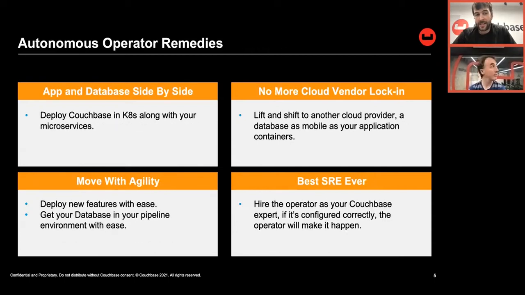So we at Couchbase have the Autonomous Operator, and we believe that this provides some fantastic remedies for some of the issues which we've seen out in the field. So first off, app and database side by side. You can deploy Couchbase in Kubernetes with your microservices. You can scale it alongside all of your containers, both up and down, so that then when you have a sudden surge, you can therefore just scale a cluster. You can do that automatically or manually.